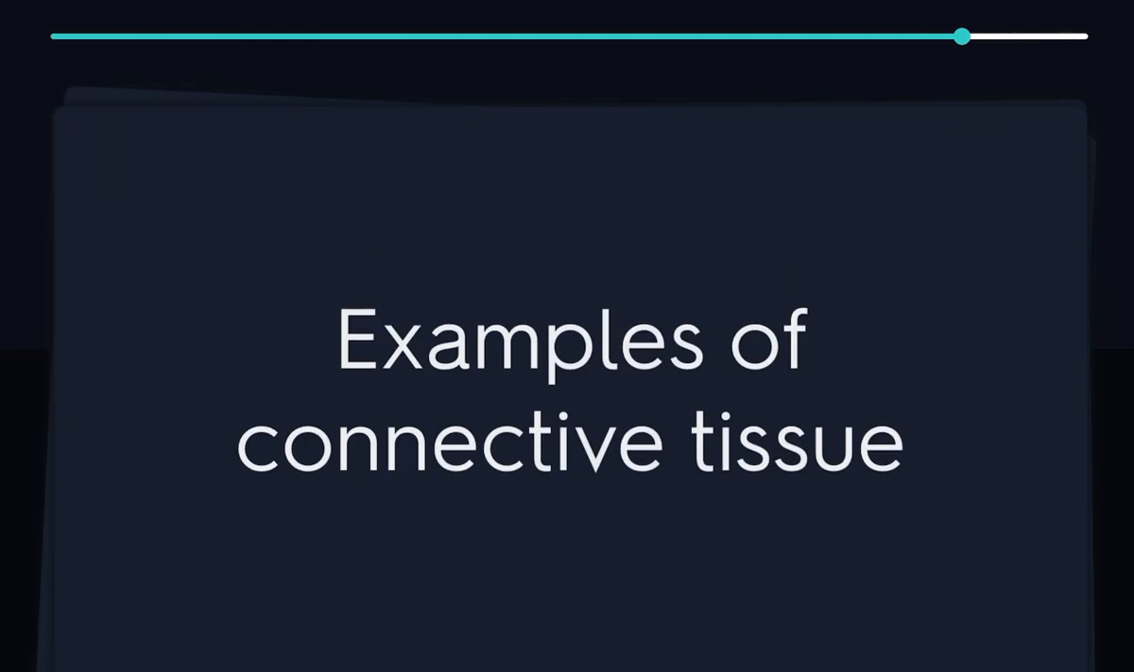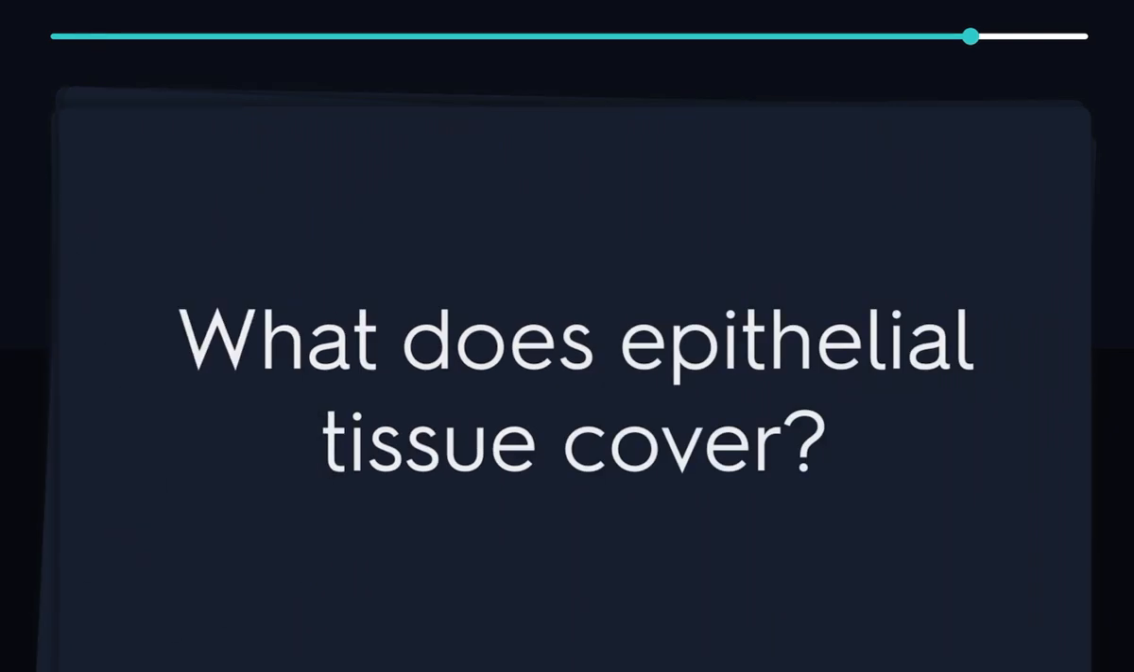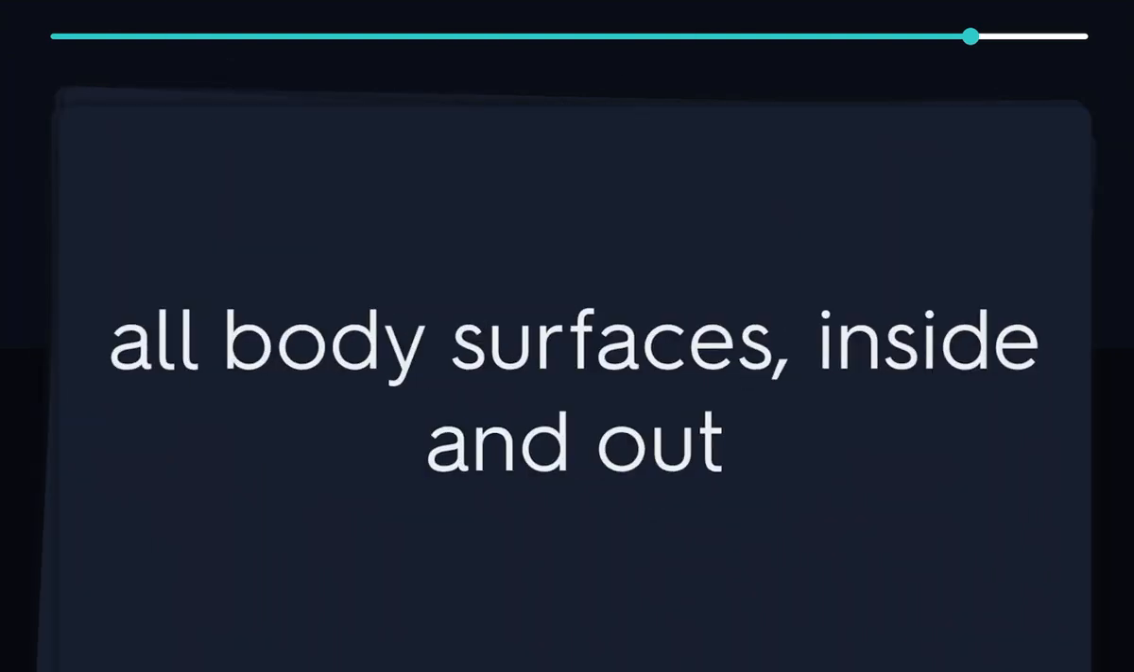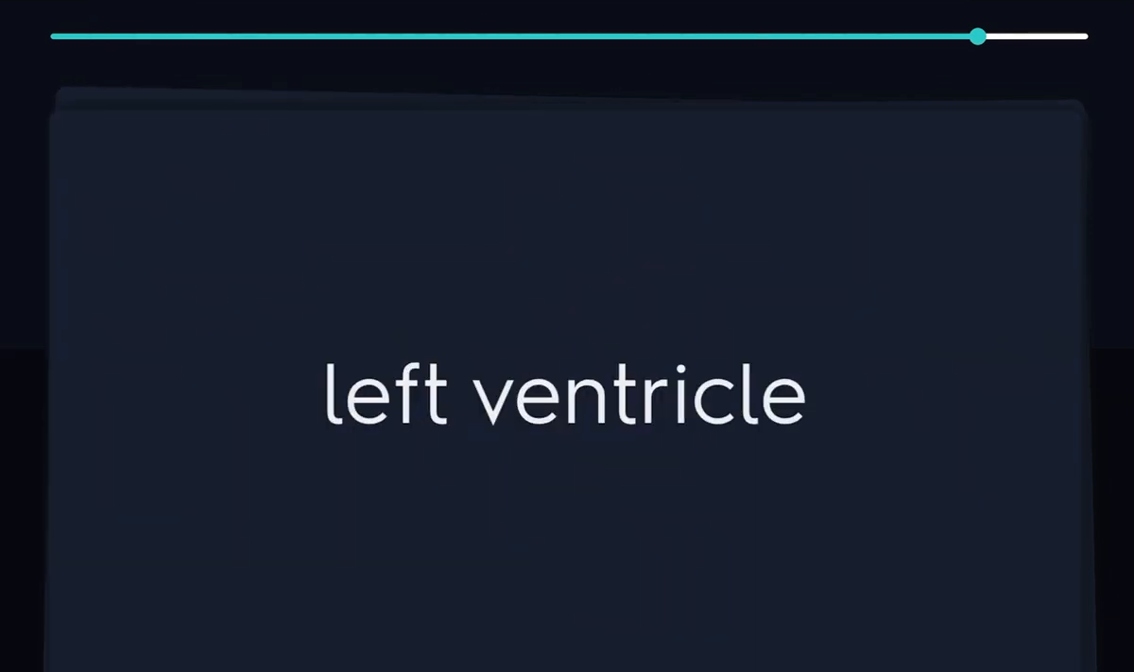Examples of connective tissue: bone, cartilage, tendons, ligaments, adipose tissue, and blood. What does epithelial tissue cover? All body surfaces, inside and out. Which of the heart chambers is the most muscular? Left ventricle.